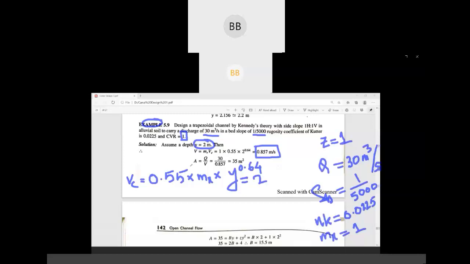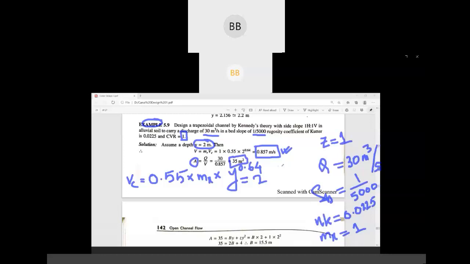So the next step is to find out the area. As discharge is already given in the question, 30 meter cube per second, and then velocity we have calculated in the previous step. Okay. So we substitute here and we find out the area. Area is equal to 35 meters square.